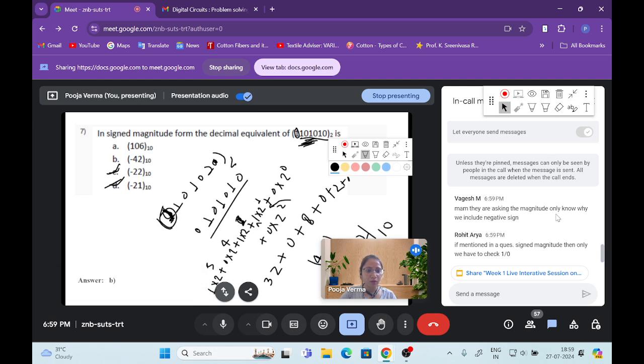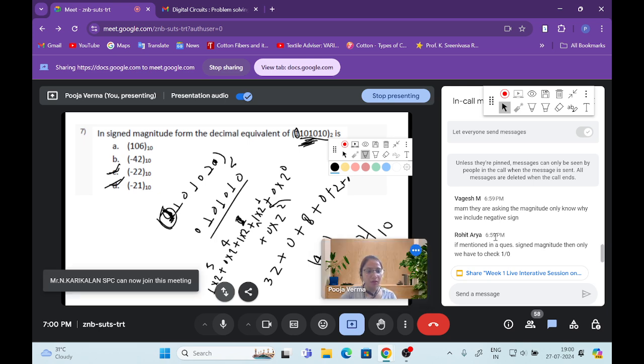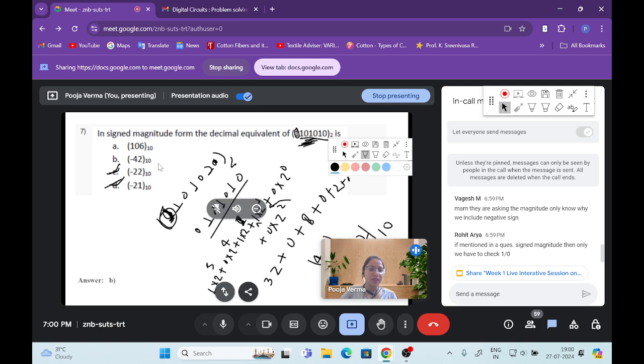They are asking the magnitude only, because in sign magnitude we have already stated the representation of a negative number. There are 3 types: sign magnitude, ones complement, or twos complement. Here it is given in sign magnitude. In sign magnitude, if the MSB bit, the last bit on the left side, is 1, then it is taken as a negative number. If it is 0, then it is counted as a positive number. Just check with the video lectures, and at the starting of the presentation I also told that.